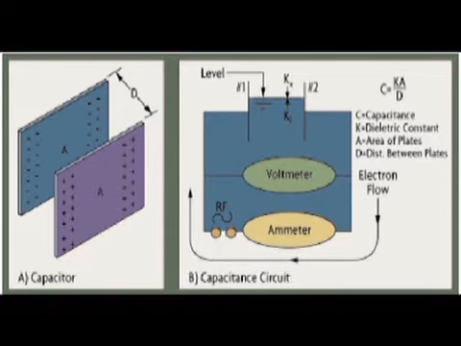The capacitance circuit shows us the formula for the capacitance. The flow of electrons is from N2 to N1. The formula given is C equals KA over D, where C is the value of the capacitance, K is the dielectric constant, A is the area of the plates, and D is the distance between the plates.